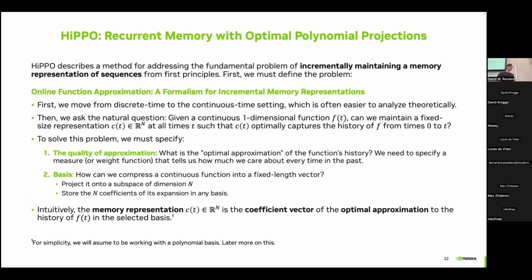Let's talk about what we want to do in terms of maintaining memory. Hippo stands for, what does it stand for again? Optimal polynomial projections. The idea is that you are going to project your input to a certain space, and you want this approximation to be as good as possible to memorize the whole sequence that you have seen so far. Basically, that's what you want to have.